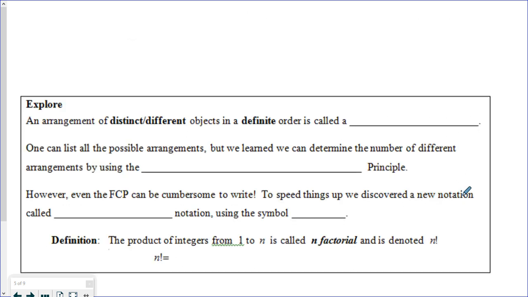So on to this. So this is usually when I start teaching. You would have done the beginning part on your own. So an arrangement of distinct or different objects in a definite order is called a permutation. I'm going to put some big time underlines under definite order. In this unit, I'm going to ask you a lot, does order matter? And that's actually what you need to be asking yourself as well.